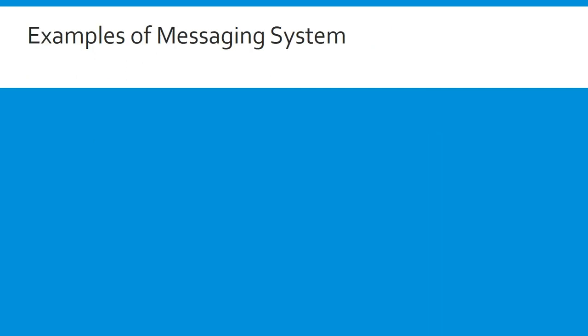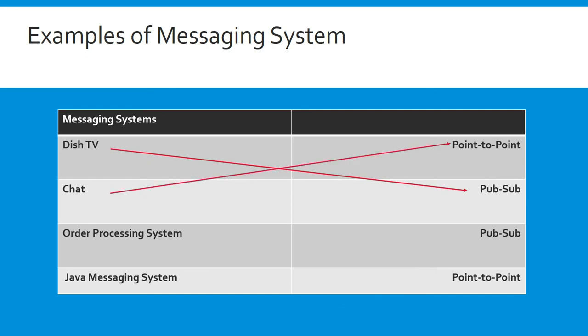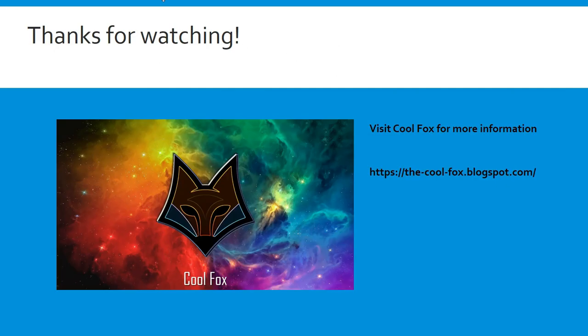Here are a few examples of messaging systems. Dish TV is an example of publish subscribe. Chat is point to point. Order processing system is again point to point. Java messaging system is publish subscribe.